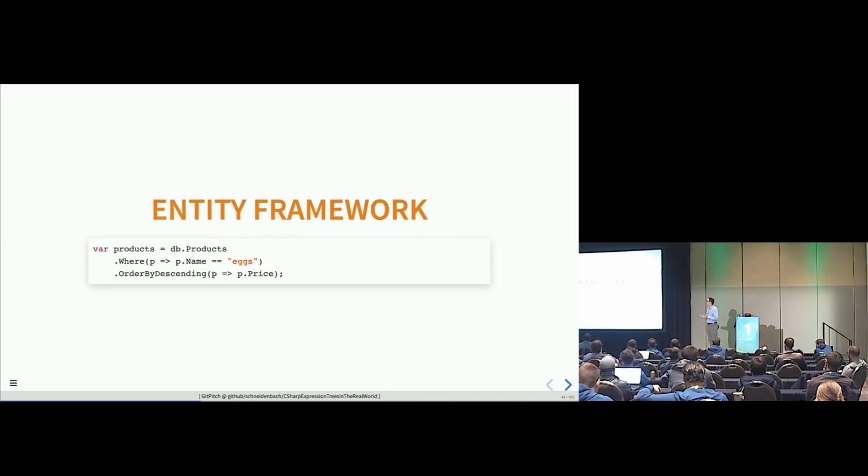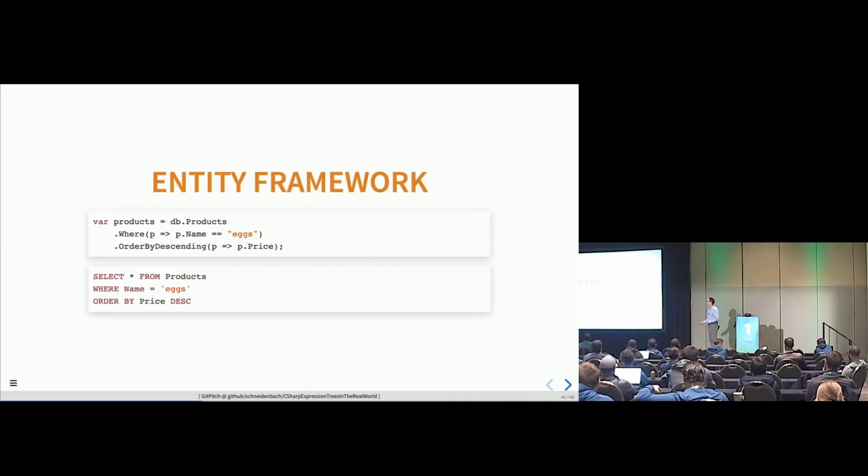So the cool thing about Entity Framework is it will take that knowledge and translate it into SQL, which is really cool, right? So we get select star from products where name equals eggs, order by price descending, roughly. How many people like looking at the SQL that Entity Framework emits? Nobody. So this is a very cleaned up example. It gives you the right idea.